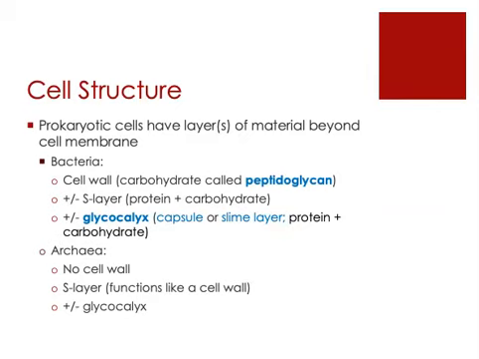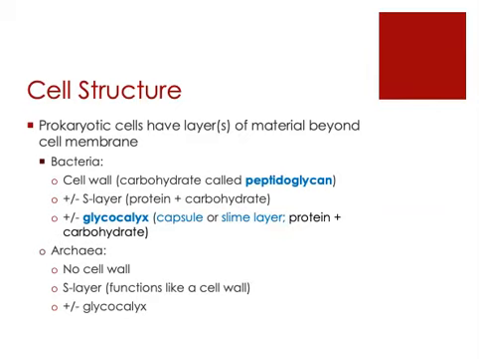Now, beyond the peptidoglycan cell wall in bacteria and the S layer in archaea, there are additional layers of material in certain prokaryotic organisms. And that's what I want us to talk about next. So let's start with the bacteria. They have a cell membrane, as all cells do. And then they have this cell wall made out of this very complex carbohydrate called peptidoglycan.